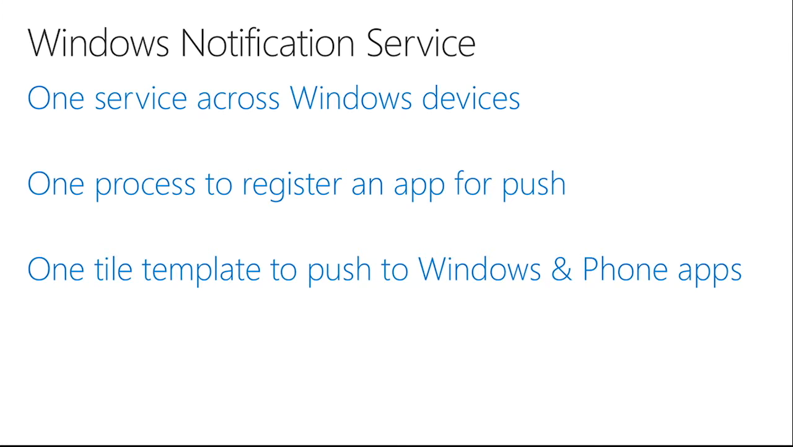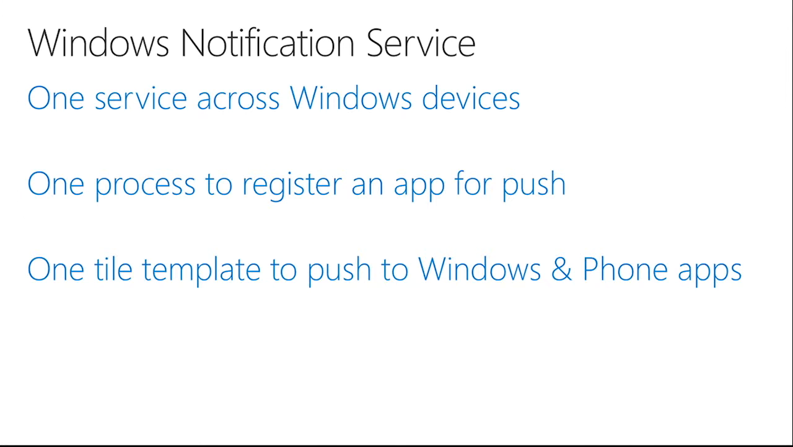That's right. So when your app starts up, you call WNS to get your channel URI, and that's what you basically send to the back end to say, when you want to reach me, this is where I am. And that's what Azure Notification Hubs or your own personal cloud services use.